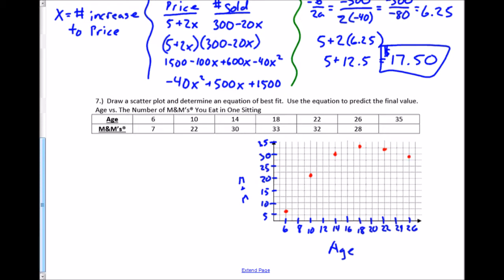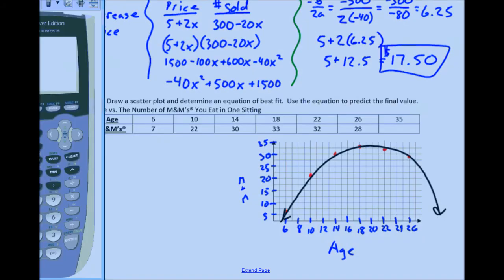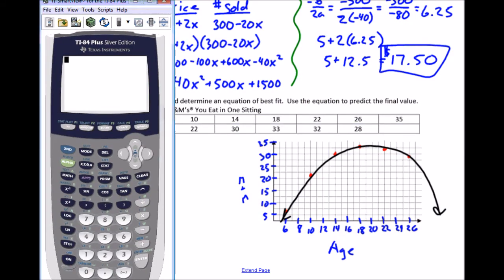Okay, so when I look at this thing, it looks like it's forming some kind of a parabola. So if I wanted to draw a curve of best fit, it would look something like this. I would draw essentially a parabola here. To find the equation for this one, we're going to do this guy on the calculator. So let me pull my calculator up and show you how to do this. What we do here is we're going to plug this into our calculator.